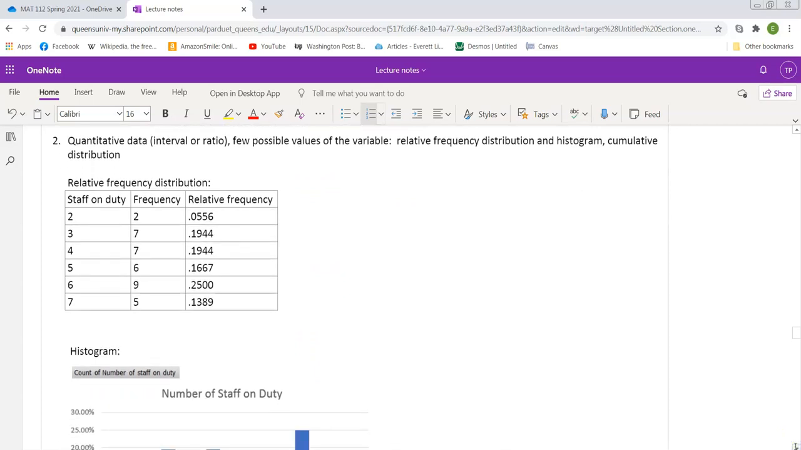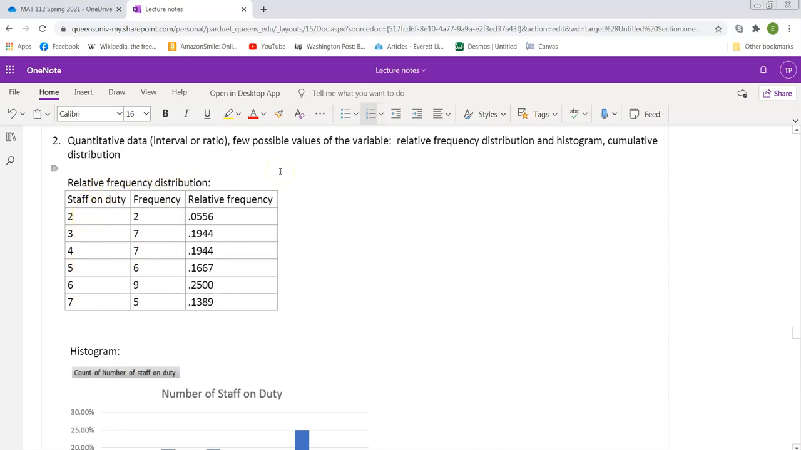All right. So that's qualitative data. Now for quantitative data. Now quantitative data, we're actually going to divide a little further, because quantitative data might look a little different based on how many possible values there are of the variable. We're first going to look at one where there's not a lot of possible values of the variable.